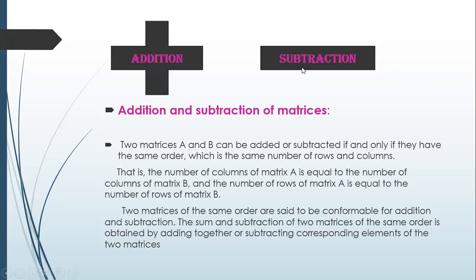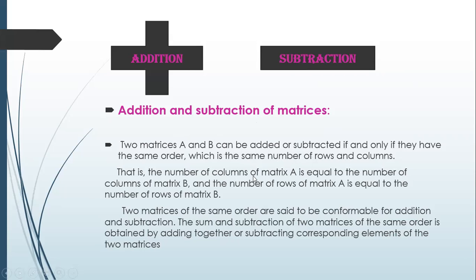Addition and subtraction of matrices. Two matrices A and B can be added or subtracted if and only if they have the same order. Same order means if A is 2 by 2 and B is 2 by 2, or A is 3 by 3 and B is 3 by 3, which is the same number of rows and columns.